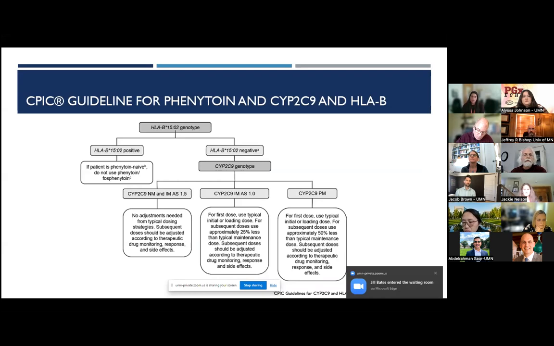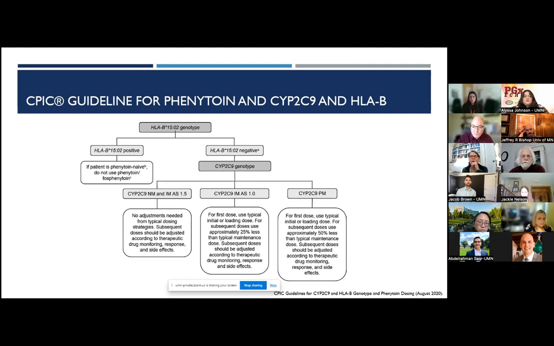And the first CPIC guideline that I wanted to highlight is that for phenytoin and CYP2C9 and HLA-B. So in summary, regardless of the CYP2C9 phenotype, in patients who are positive for HLA-B1502, phenytoin should be avoided due to the risk of developing severe cutaneous reactions like Stevens-Johnson syndrome. For CYP2C9 poor metabolizers, the recommendation is to reduce the maintenance dose by 50%, and then additional adjustments are made based on therapeutic drug monitoring, efficacy, and adverse effects for each patient. In patients who are CYP2C9 intermediate metabolizers, the typical maintenance dose should be reduced by approximately 25%.